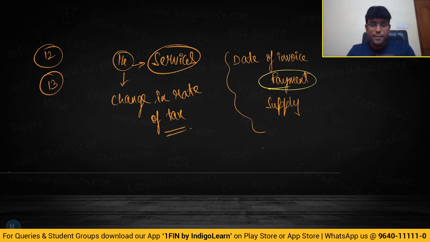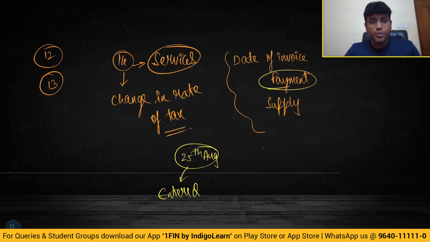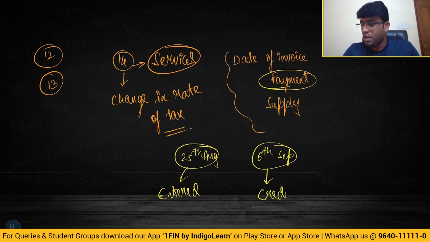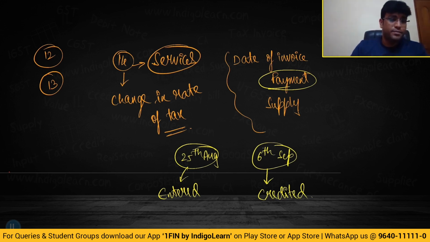Generally, date of payment means what? Date of payment means the date when payment is entered in the books or the date when payment is credited in the bank, whichever is earlier. Let's say 25th August, entered in books. 6th September, credited in bank. 25th August is what? Entered in books. 6th September, what? Credited in bank.